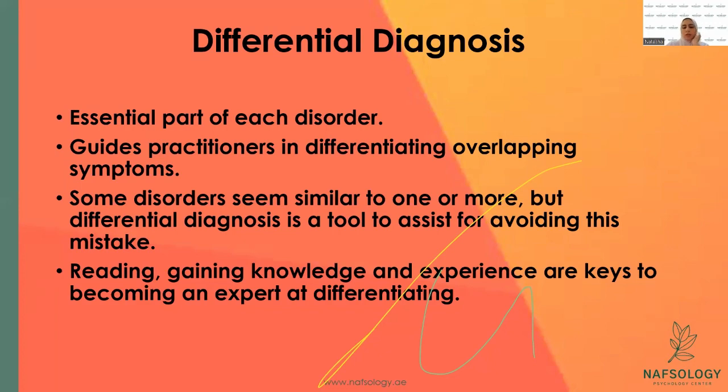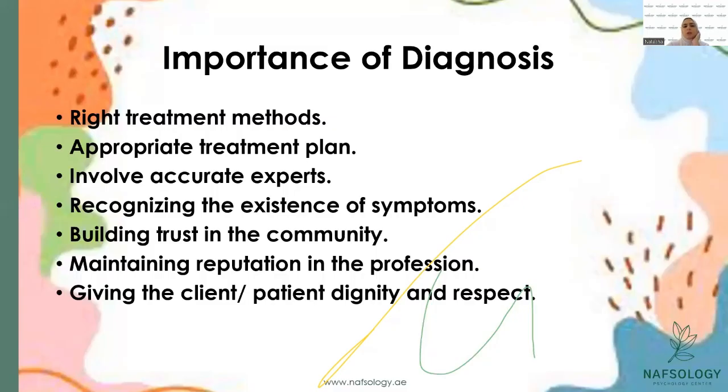Okay. So now, what is the importance of diagnosis? Why is the DSM-5 used for diagnosis? Why is it so important? Because it helps you to use the right treatment methods, and it helps you with an appropriate treatment plan. It involves accurate experts. It recognizes the existence of the symptoms. It builds trust in the community, maintains reputation in the profession, and it gives the client or the patient dignity and respect. Now, I can give you a small example of this.